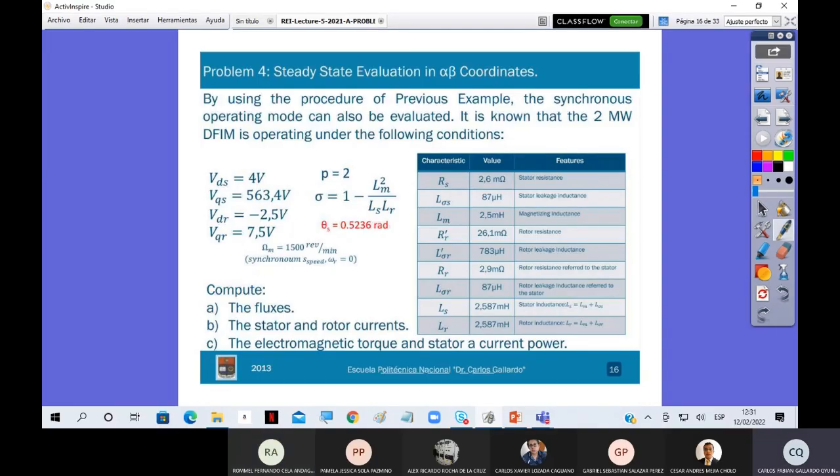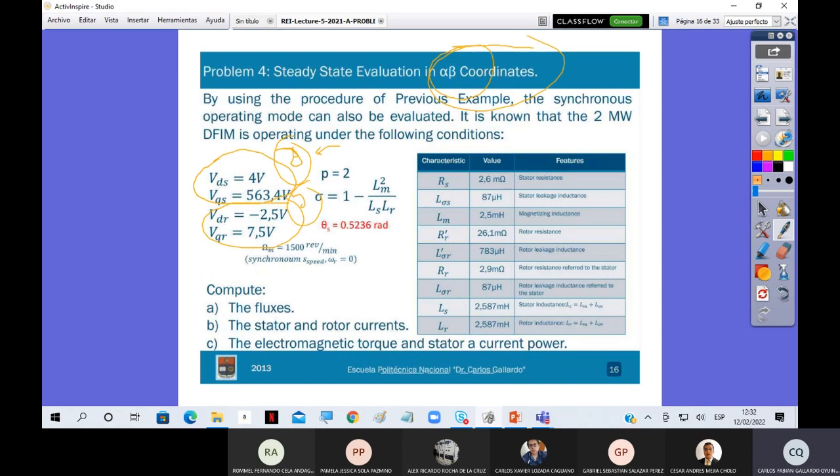Okay, thank you. So in this problem, I will use the state space evaluation in the alpha beta coordinates. For that, I will have the data from the stator. Pay attention, I am working in the synchronous reference frame, and the problem is asking me to carry out the evaluation in the alpha beta reference frame. For the rotor, the same. I have the data in the synchronous reference frame, but what I need is the evaluation in the alpha beta coordinates.